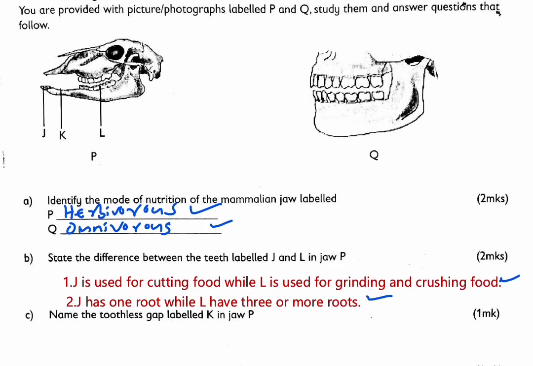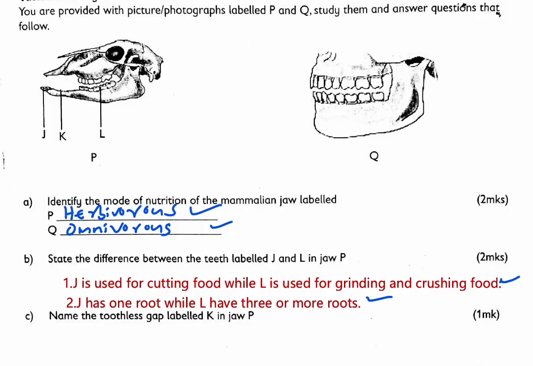Part C, name the toothless gap labeled K in jaw P. Here we have the toothless gap. You can see here we have a toothless gap. So the name, this is diastema. You know that it is called diastema. So we get 1 mark.